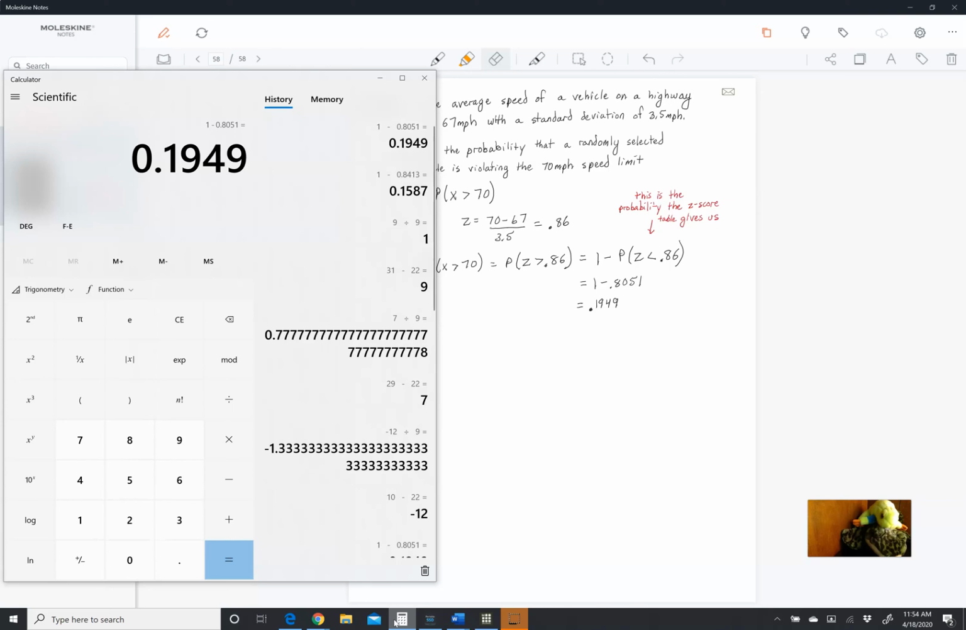So think about what this means again. This means that there's a 19.5% chance that a randomly selected vehicle is over the speed limit. Okay, a 19.5% chance.